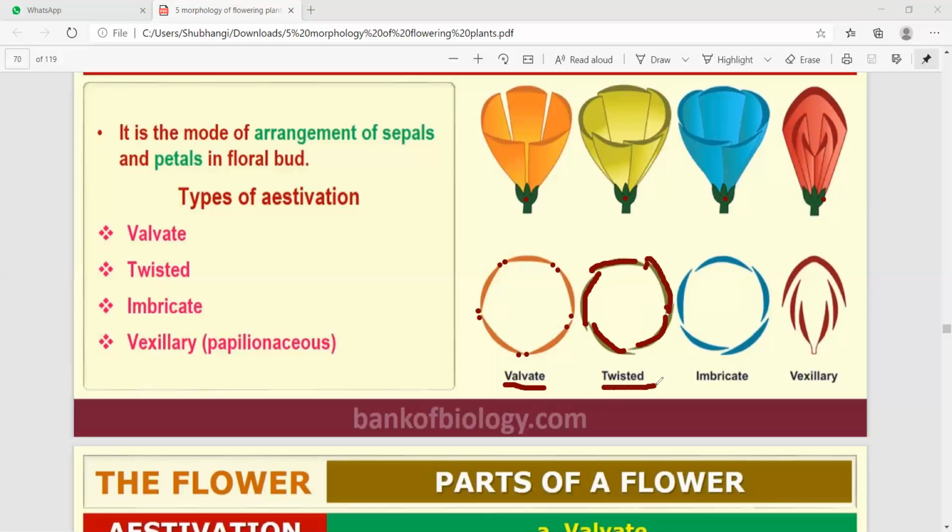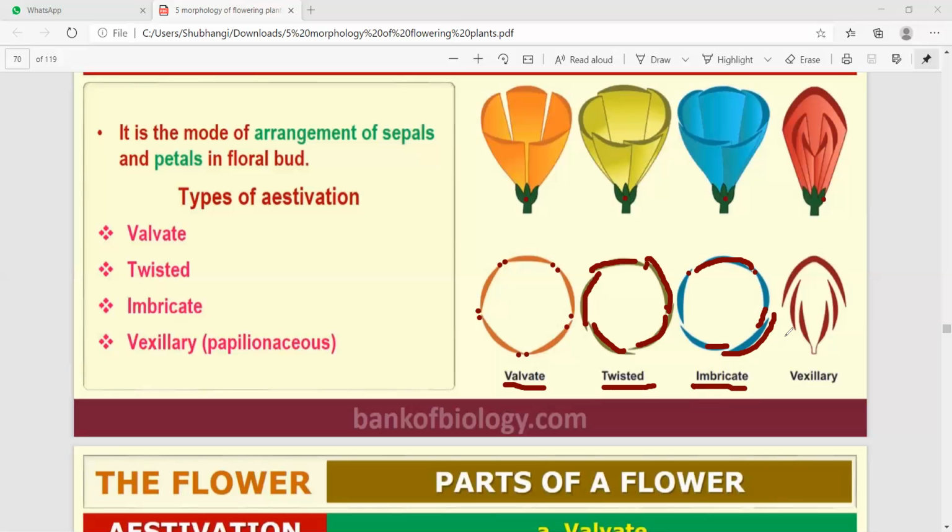Twisted estivation. Okay. And there is something called imbricate here. Now what is imbricate? Here you can see some petal is covered on both ends. One petal is completely outside, covering two other petals. One petal is completely inside, covered by two other petals. So there is no definite arrangement, right?